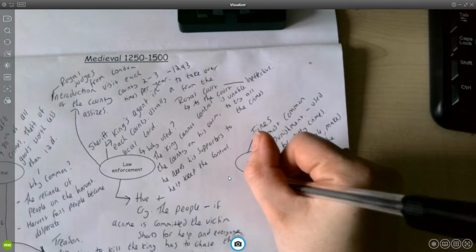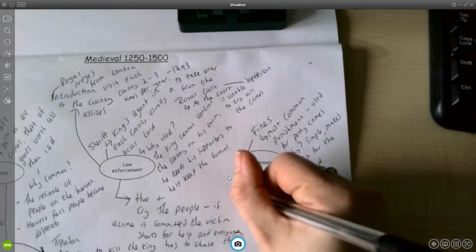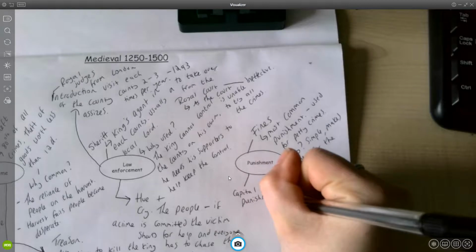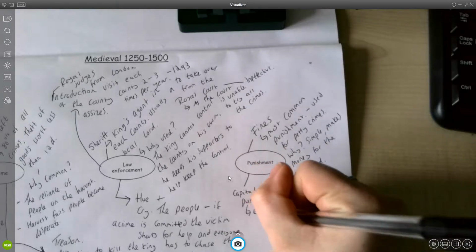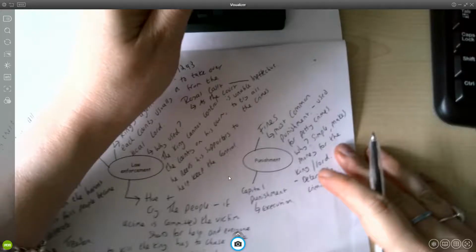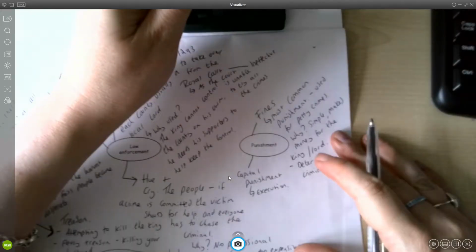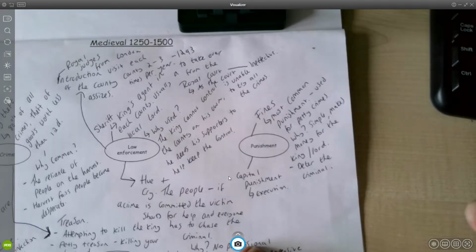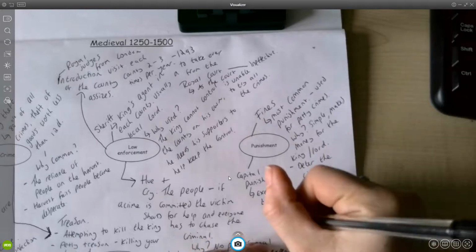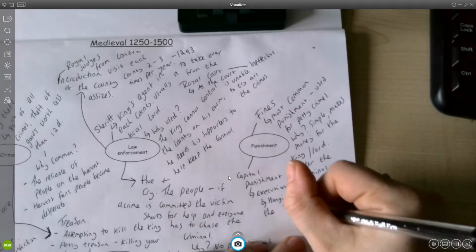A common punishment for serious crimes is capital punishment, and this is execution. There are a range of methods of execution used in the medieval period. So, for example, hanging, throwing off the cliffs of Dover. It all depends on the local variation.